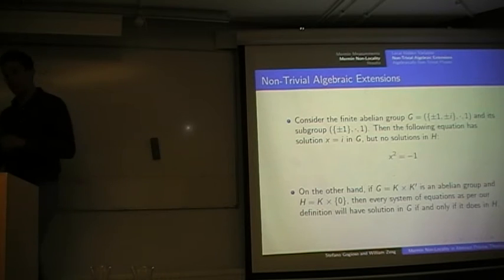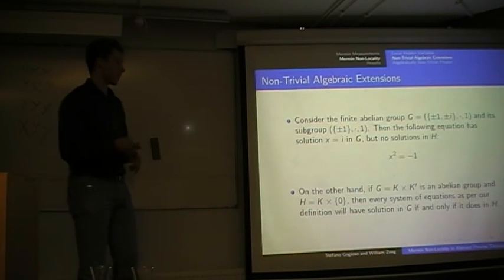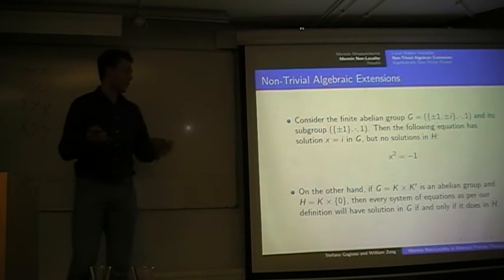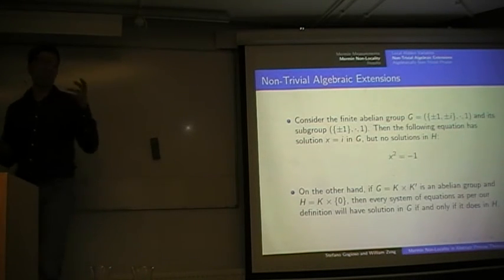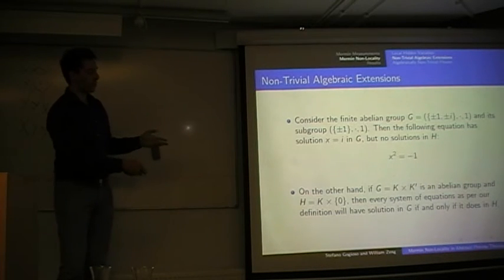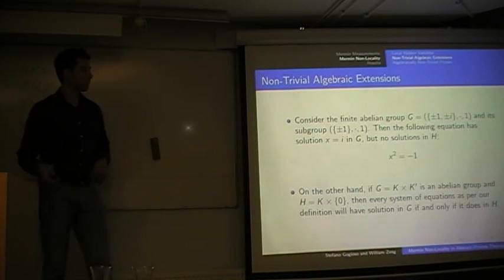So one nice general structural feature of these trivial and non-trivial algebraic extensions is, if G has two factors, K and K prime, and H is one of them, then every system of equations will have some solution in G only if it has one in H. So if you have this setup where H is a factor of G, then it's going to be a trivial algebraic extension.